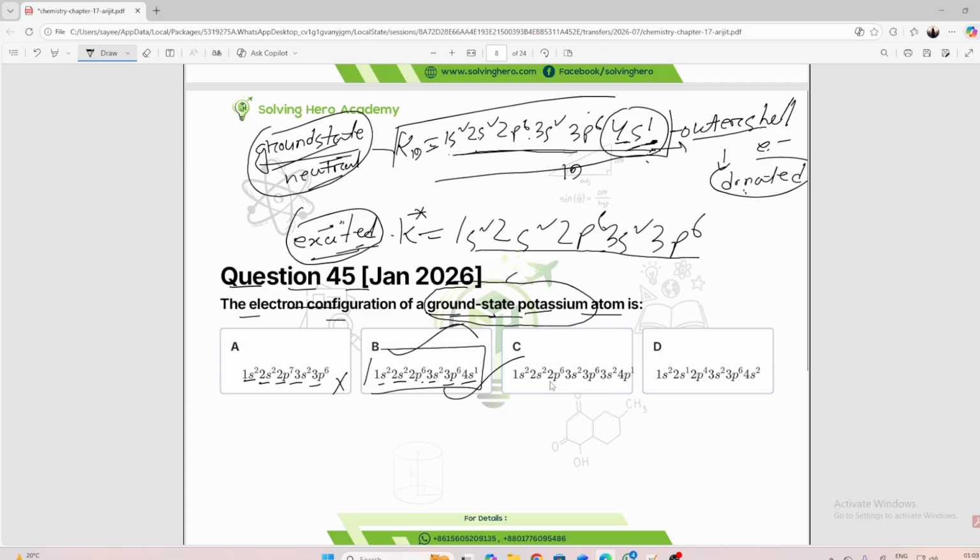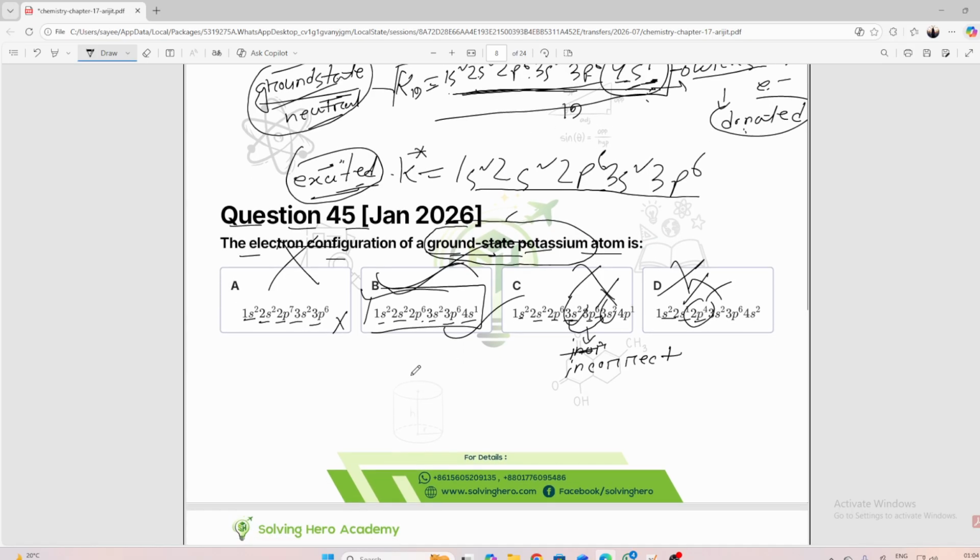See, why is this not the answer? 1s2, 2s2, 2p6, 3s2, 3p6. Again they have written 3s2. That means this is incorrect. Why incorrect? Because 3s2 is written twice, right? So this will not be the answer. So 1s2, 2s2, 2p4, here is a mistake. So this will not be the answer. So this is the electron configuration of ground state potassium, and this one is similar to it. So this one is the answer. The others are not the answer. So B is the correct answer.